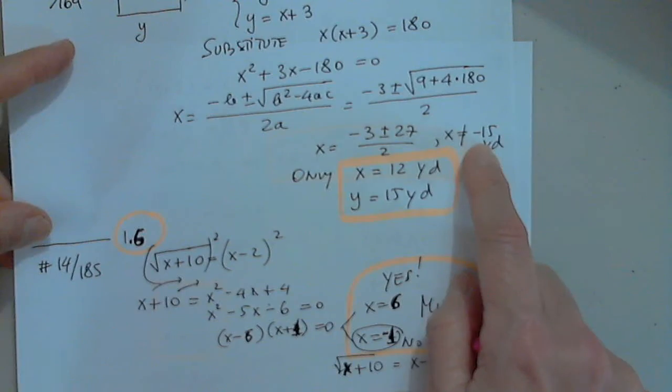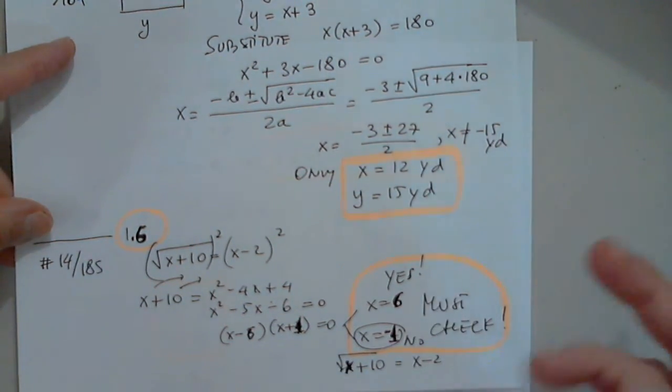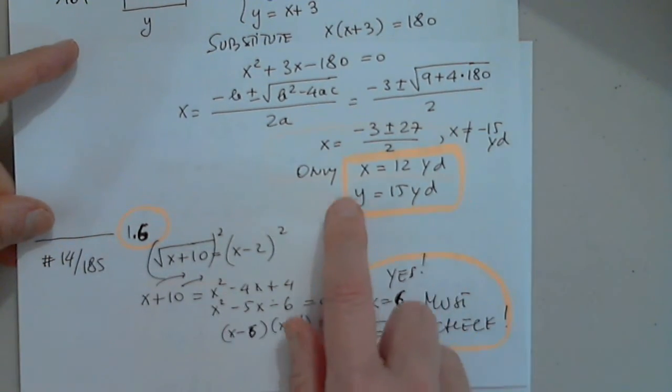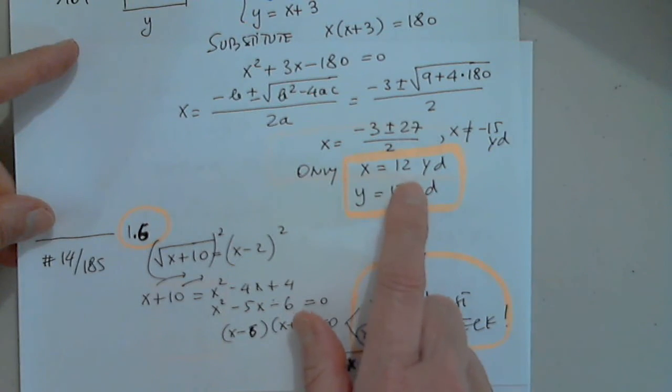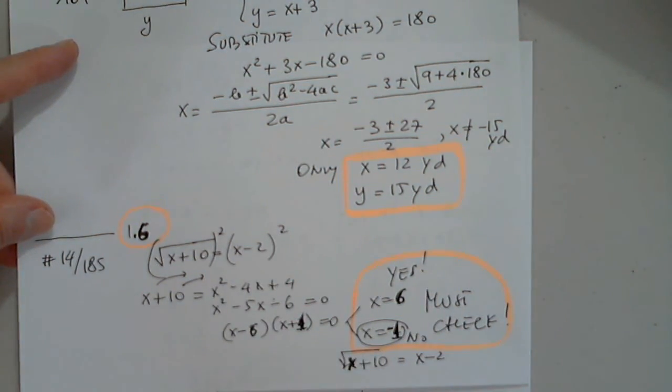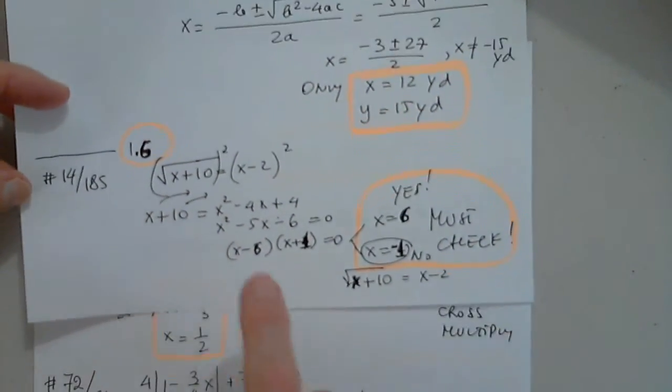I obtained x equals negative 15, not possible. We're talking about distance. So then x equals 12. And then go back, check, and find y.